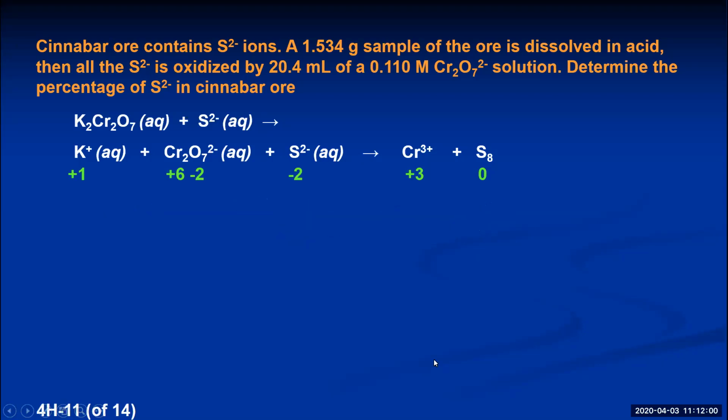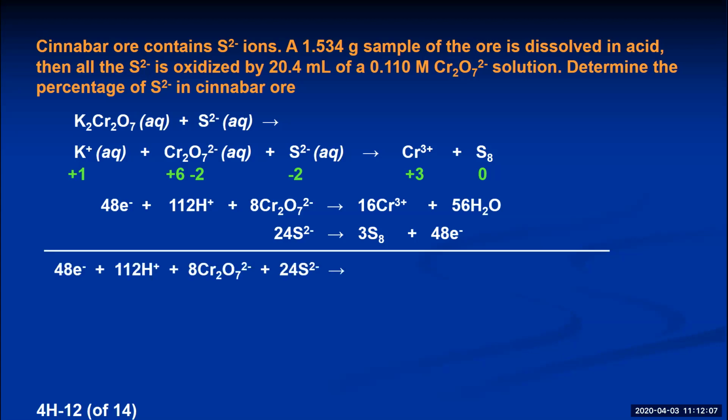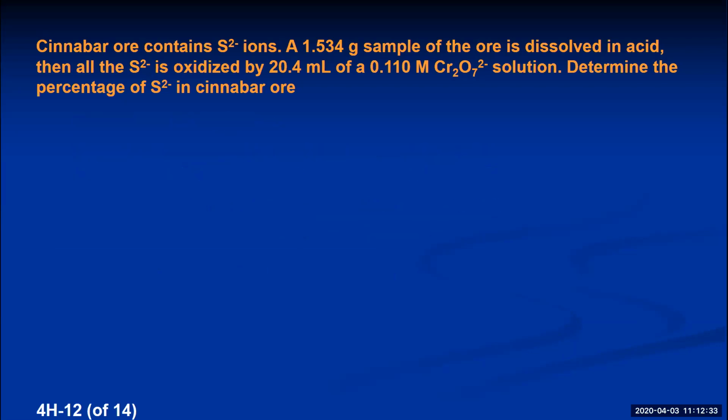So if I multiply those out, we get these numbers here, and now we can add the two half reactions together. So the left side will be the 48 electrons, the 112 hydrogen ions, the 8 dichromates, the 24 sulfides, and on the product side will be 16 chromium 3s, 56 waters, 3 sulfurs that are S8, and 48 electrons. Yeah, these numbers can get kind of wild. Sometimes that happens. Don't be freaked out when it does. So if you cancel out the 48 electrons, we now have the balanced equation. Now we're ready to start the problem.